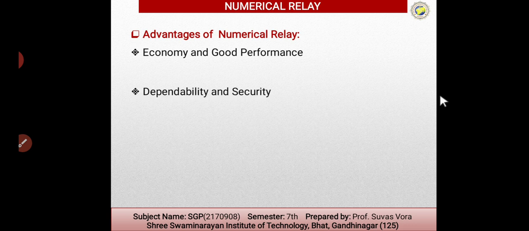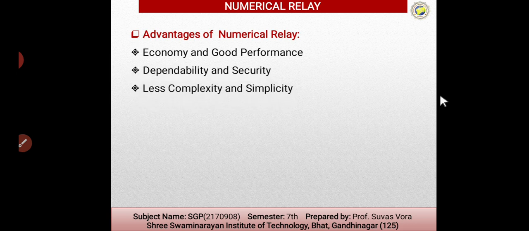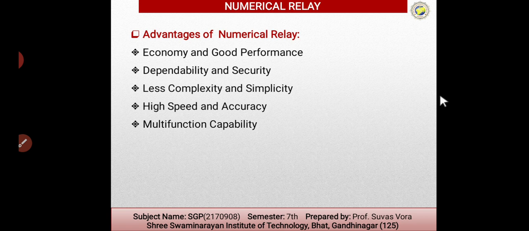Now what are the advantages of the numerical relay? Economic and good performance, dependability and security, less complexity and simplicity, high speed and accuracy, multifunction capability, and power system measurements available. So these are the advantages of the numerical relay.